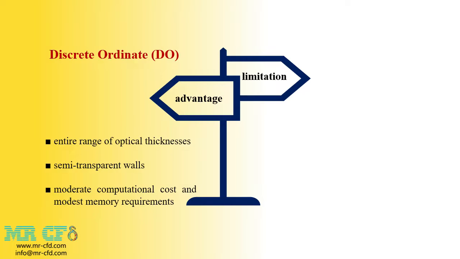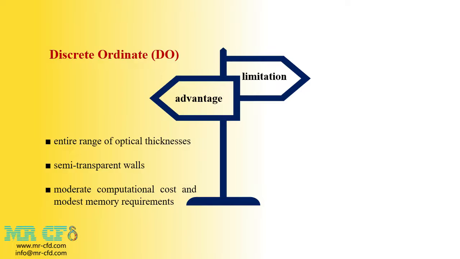One of the most widely used methods in the radiation model is the discrete ordinates method, DO. First, we try to express the advantages of this radiation method. Its first advantage is that it covers a wide range of optical thicknesses. In this sense, it can be said that this method is widely used in various problems from surface-to-surface radiation to radiation in combustion problems. Second, this method provides the possibility of solving radiation in semi-transparent walls.